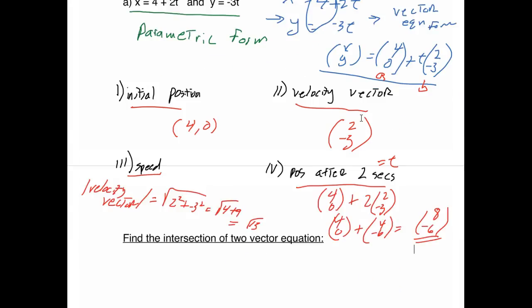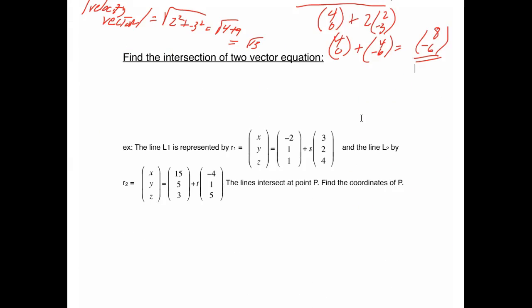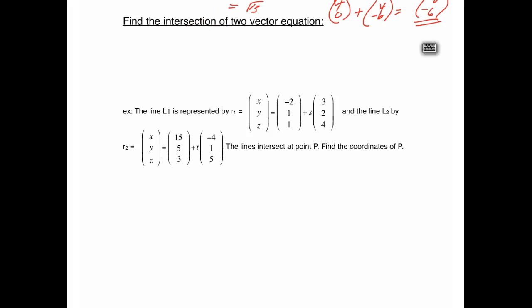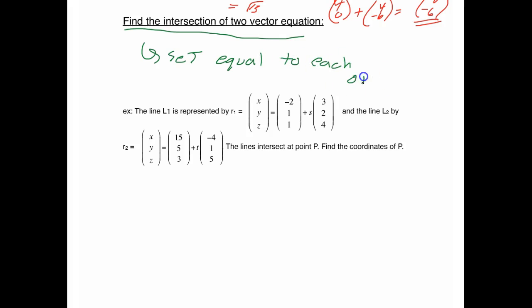Okay, let's do the last type of vector problem we're going to see in the summer assignment. Find the intersection of two vector equations. So when you find an intersection of two things, in any case in mathematics, it's always the same thing. If two things are intersecting and you want to find where they intersect, you set them equal to each other. This is always true. So if two things are intersecting, you set them equal to each other, and that's the way you're going to solve them.